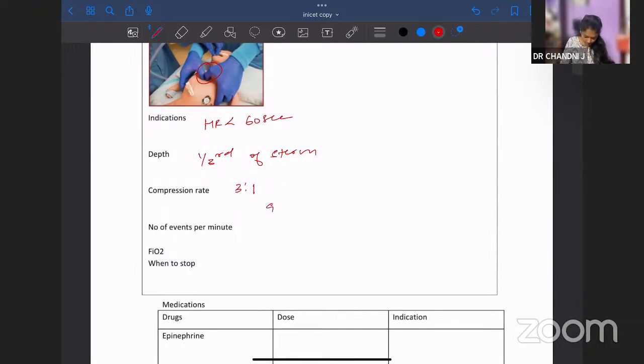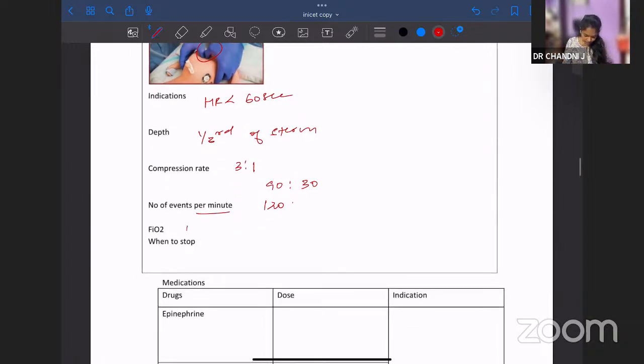So it is 90:30 in 1 minute. Total events are 120 in 1 minute. The ratio is 90 chest compressions, 30 breaths. Clear? FiO2 is 100%. When you give positive pressure ventilation, it was 21%. But when you intubate and start giving chest compressions, you should increase the FiO2 to 100%.